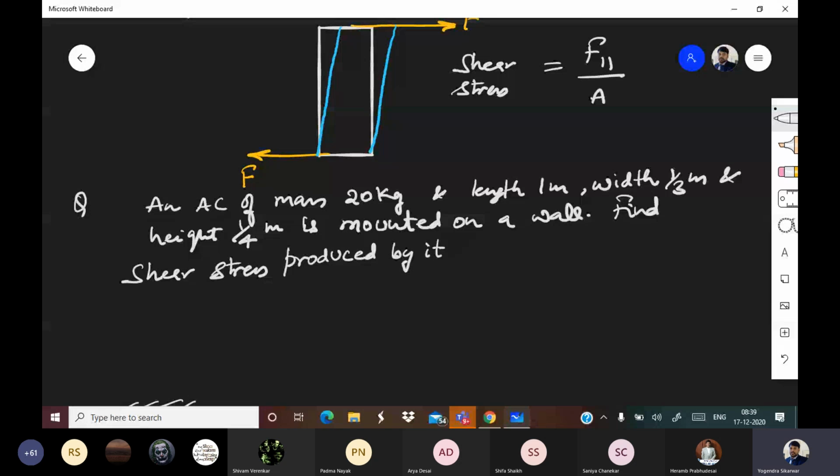When we are saying height in this, height means the length which is coming out of the wall. That is height. Okay. For an AC, height means the part which is coming out of the wall. That length is height.